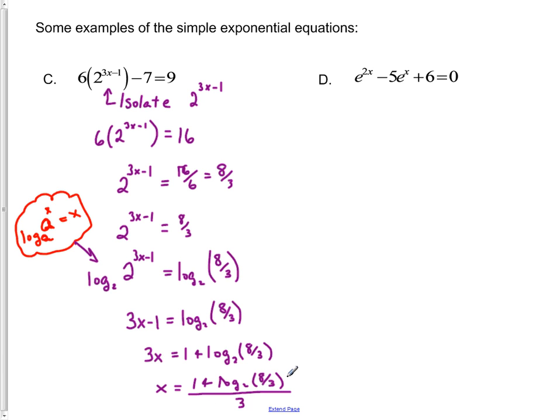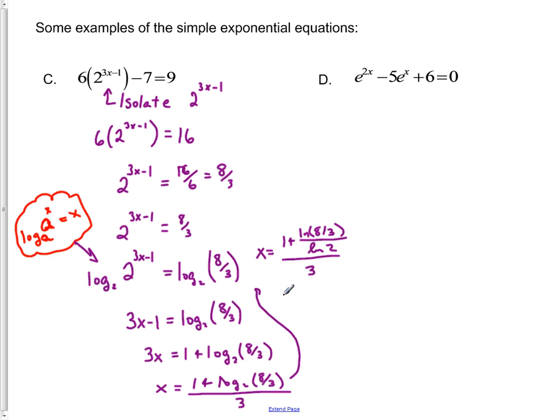Now, if I had to go through and evaluate this quantity with a calculator, how would I rewrite it? Well, I would actually rewrite it this way. X would have to equal 1 plus, I could just take my natural log of 8/3, whatever that would be, divided by my natural log of 2, and then divide that whole quantity by 3.